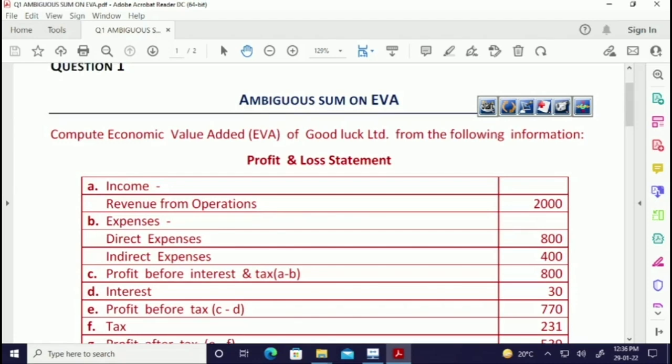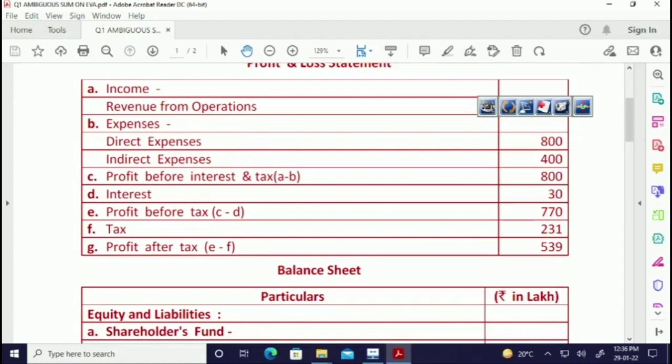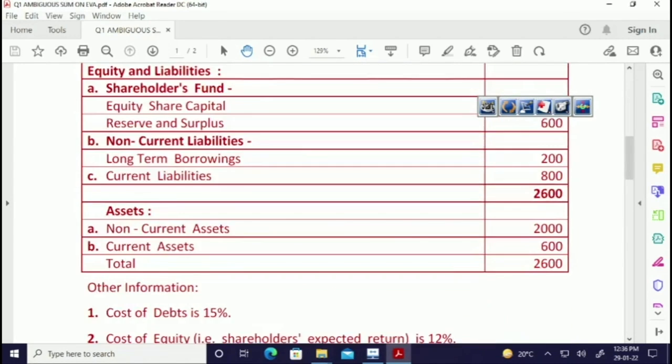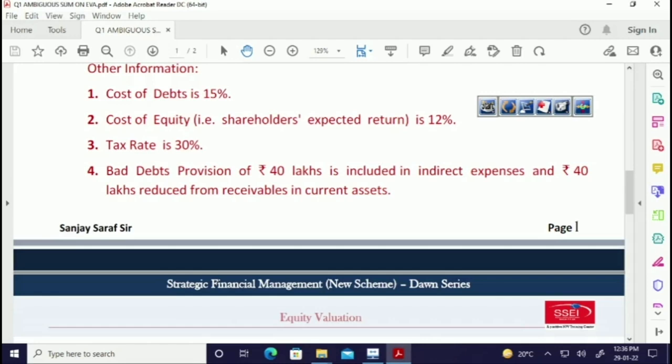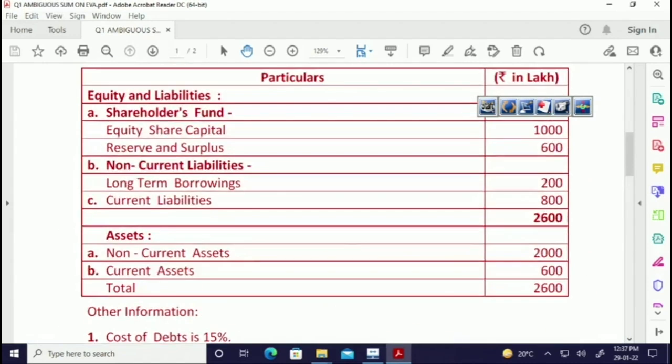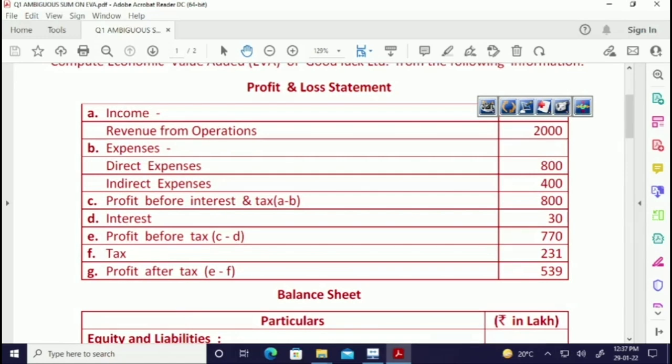So in this sum, calculate EVA. They have calculated EVA as EBIT, the 800, minus the tax amount 231. Whereas we do 800 into 1 minus T, but they have done 800 minus 231. In fact, in adjustment number 4, it's given bad debt provision of 40 lakhs is included in indirect expense and 40 lakhs reduced from receivables. So they've added 40 lakhs because it's non-cash. So 800 plus 40, 840 minus 231. What is it coming to? NOPAT in this sum is 800 plus 40 minus 231, 609.